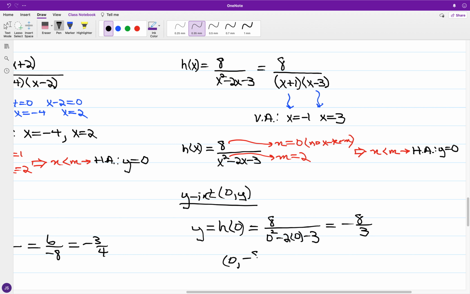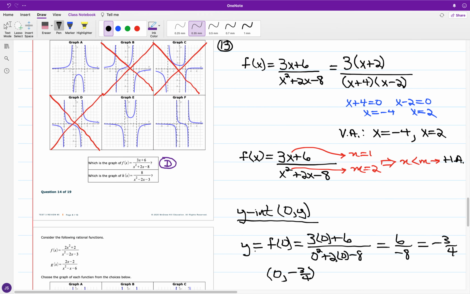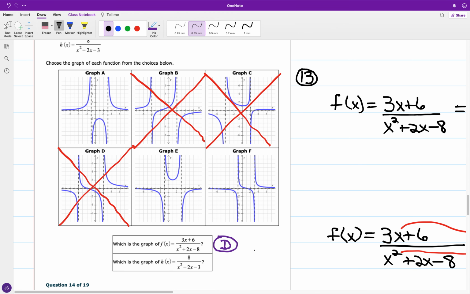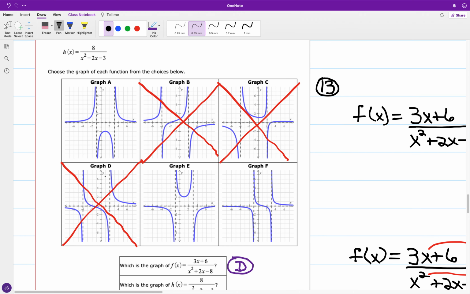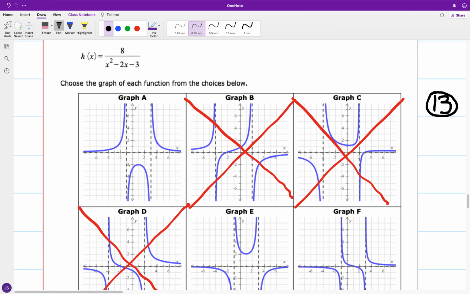And so for the y-intercept, we're going to have almost negative 3 as the location of the point on the y-axis. And so just looking at what we have in the running, for graph A, you have between negative 2 and negative 3.